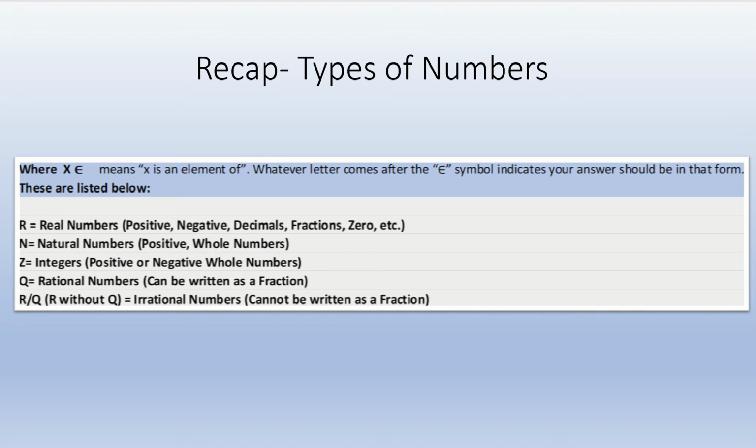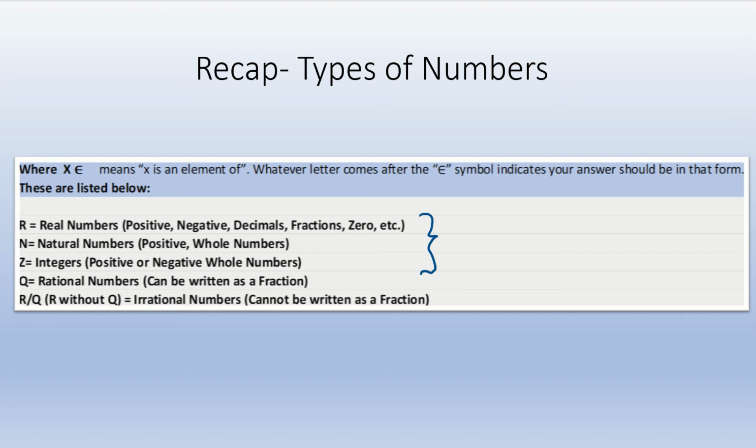So very quickly, the three main types of numbers we're going to be looking at today are real numbers, natural numbers and integers. So the first three on your screen there. And just to remind you, your real numbers are your positive, negative, your decimals, your fractions, zero. Basically any number that you can find on the number line that you would have used in primary school and first year, second year, all the way up.